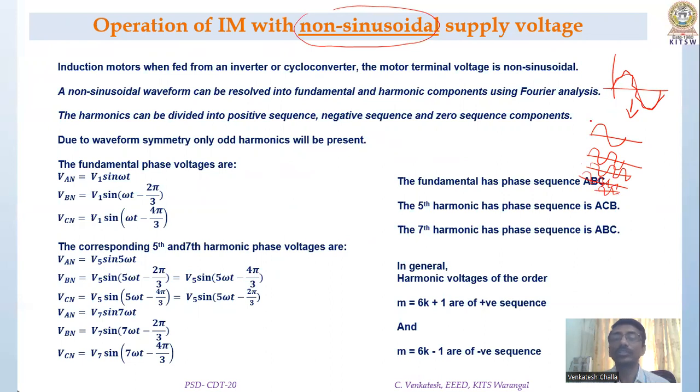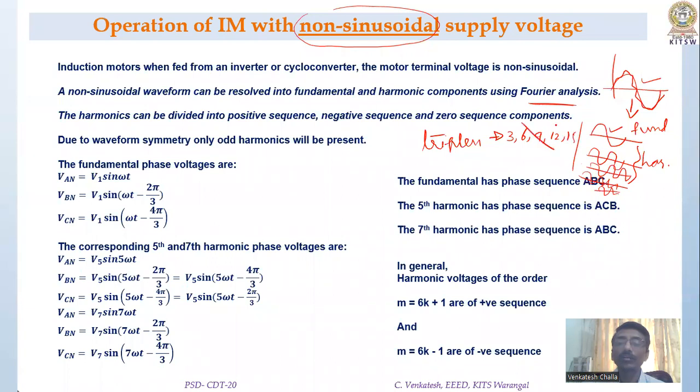All are sinusoids, by using what? By using Fourier analysis. So the component which has the same frequency as that of the supply is called the fundamental component, and the remaining are harmonics. For a three-phase induction motor, either star or delta connected, the triplen harmonics are not present. Triplen harmonics means the multiples of the third harmonic: 3, 6, 9, 12, 15. They are all absent.